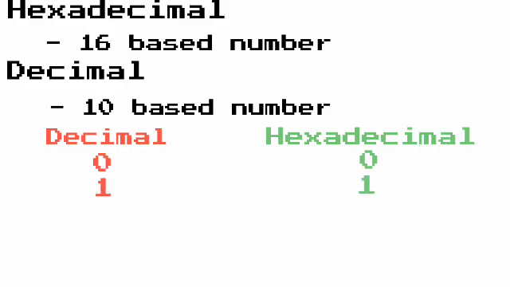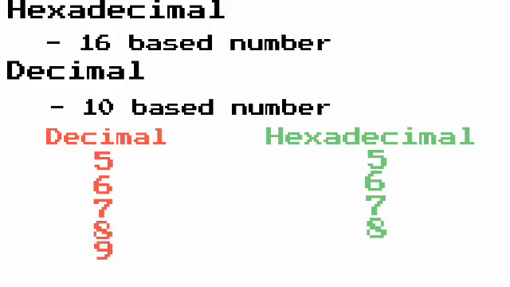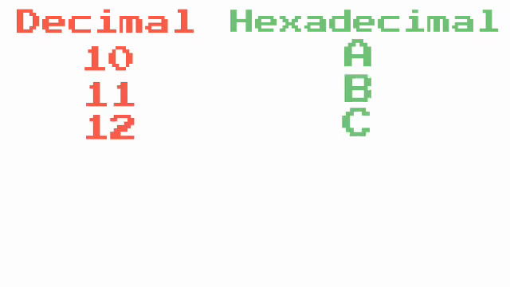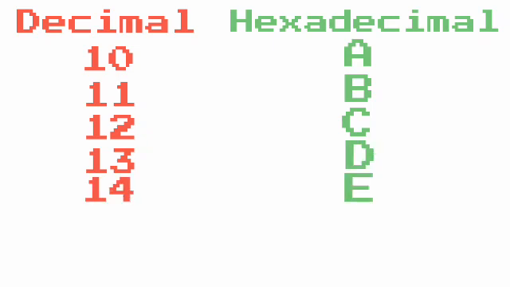1 corresponds to 1, 2 corresponds to 2, 3 corresponds to 3, 4 corresponds to 4, 5 corresponds to 5, 6 corresponds to 6, 7 corresponds to 7, 8 corresponds to 8, and 9 corresponds to 9. Now once we get to 10 in the decimal system, that's A in the hexadecimal system. 11 corresponds to B, 12 corresponds to C, 13 corresponds to D, 14 corresponds to E, and lastly 15 corresponds to F.